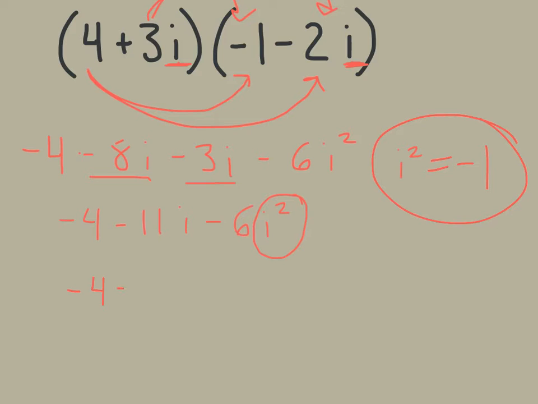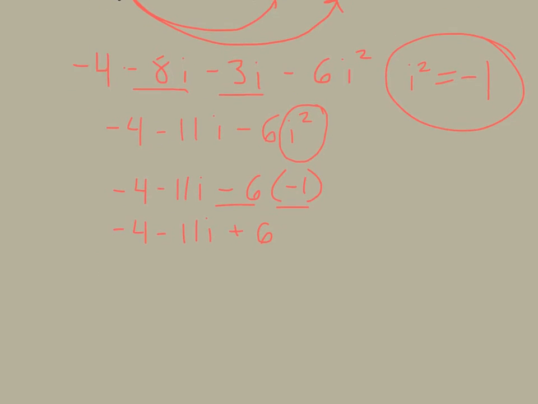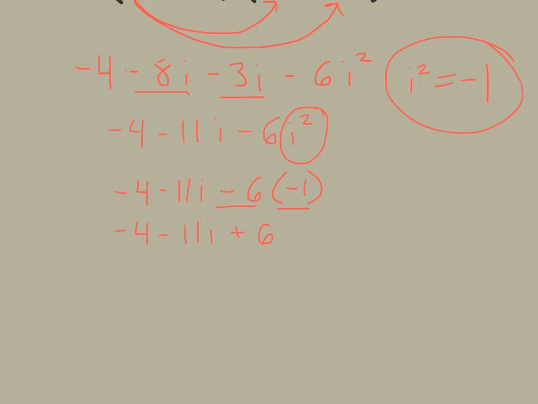So we have negative 4 minus 11i minus 6 times negative 1. What is negative 6 times negative 1? It's positive 6. So now do we have like terms that we can add again? Yes, negative 4 and 6. So what's negative 4 plus 6? 2. So we have 2 minus 11i as our final answer.